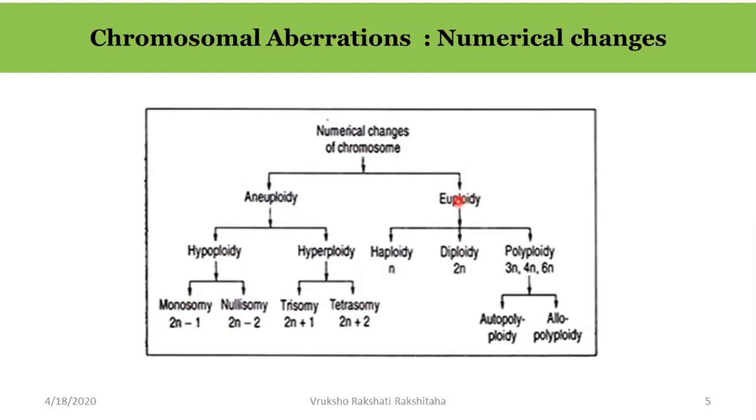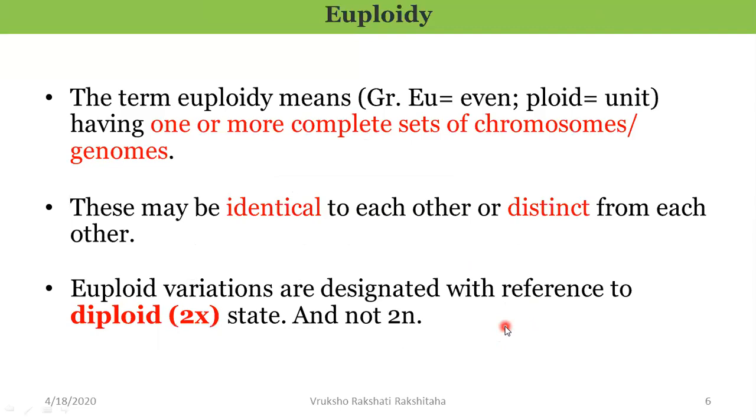Euploidy is a phenomenon wherein the change in the chromosome number takes place by one or more sets. This is categorized into haploidy, diploidy and polyploidy. Polyploidy is further categorized into autopolyploidy and allopolyploidy. So in this talk, I'll be dealing with euploidy, polyploidy and autopolyploidy in particular.